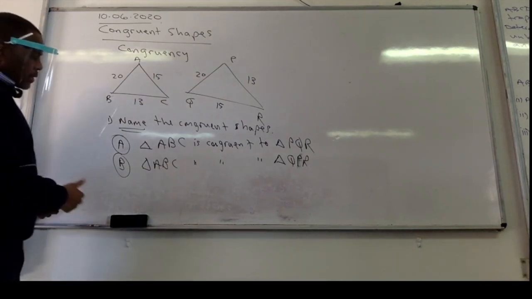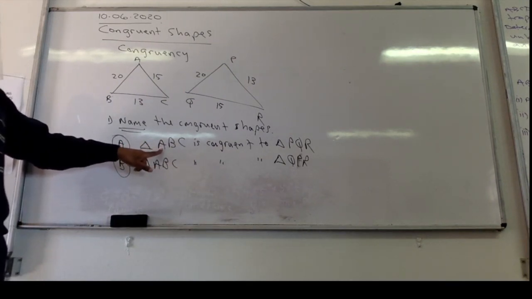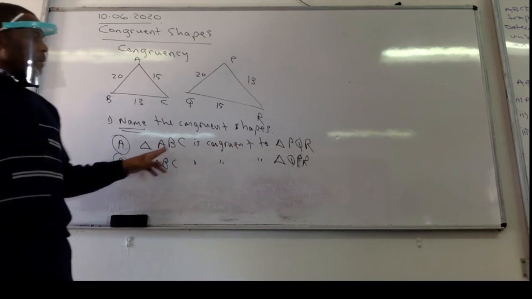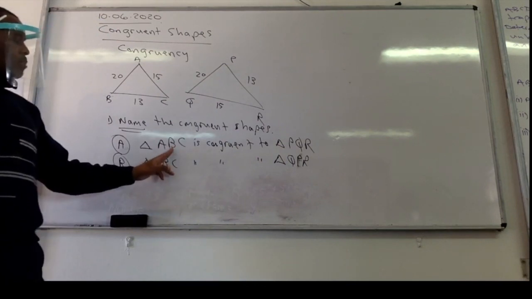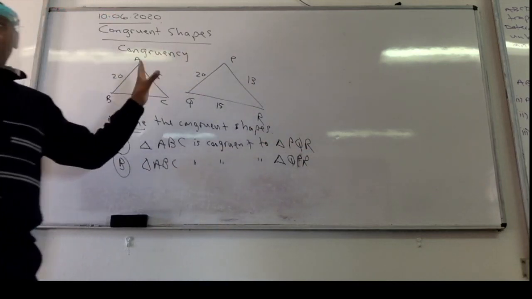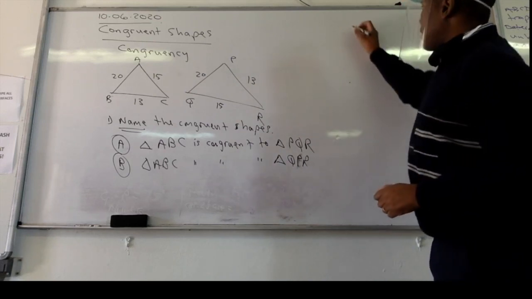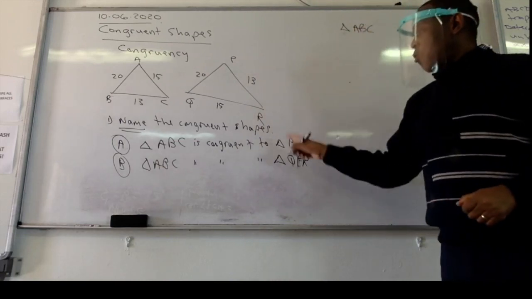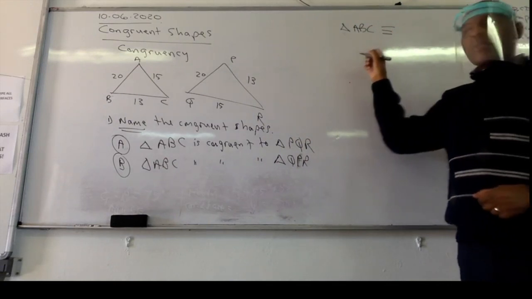You name them in such a way that, let's take this one for instance, the angle at A must be the same size as the angle at P. So A starts here and P starts there. So is angle A equal to angle P? Number two, is angle B equal to angle Q? And is angle C equal to angle R? I know that angles are not given. Now, because the angles are not given, let me show you something else. You are saying triangle ABC is congruent to PQR. This is the symbol we use for congruency. So I'm just going to draw those three lines for congruent.